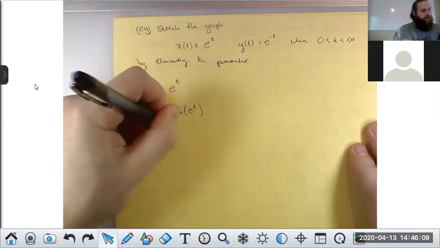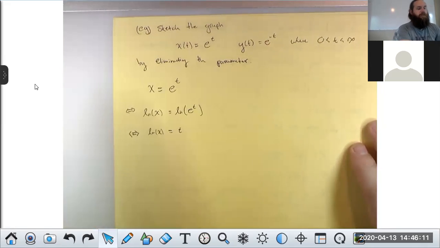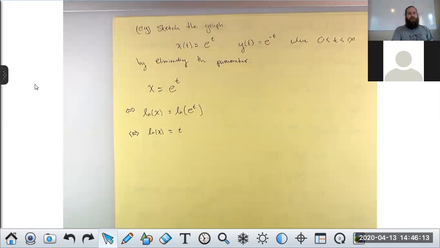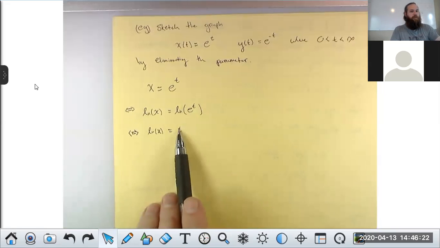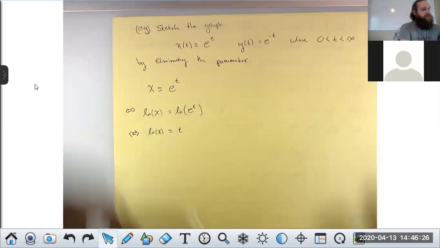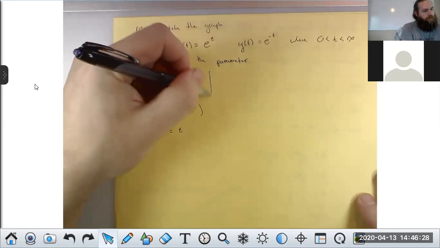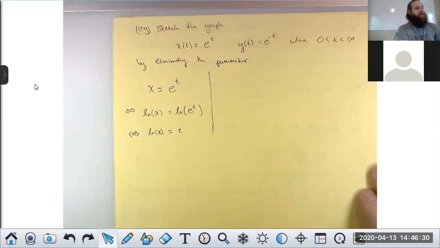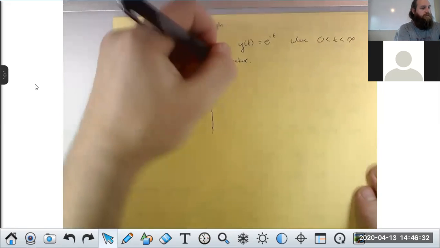e to the t is just that stuff. So yeah, t. It's true. If this was ln of e to anything else, we would just have that thing. If this was ln of e to the dog, we'd have dog. But since it's t, we just have t there. So then I know that t is equal to ln x.